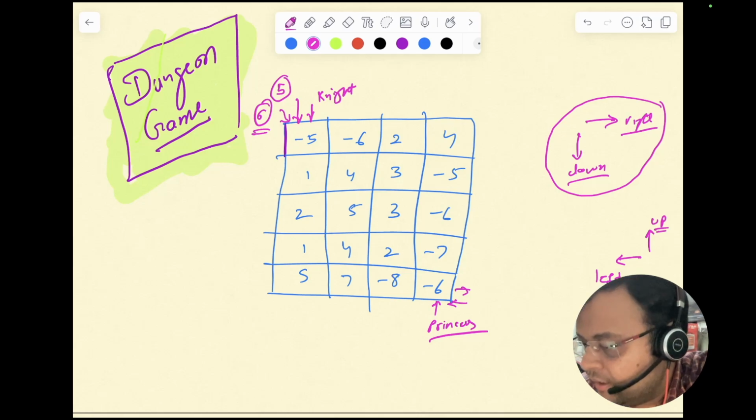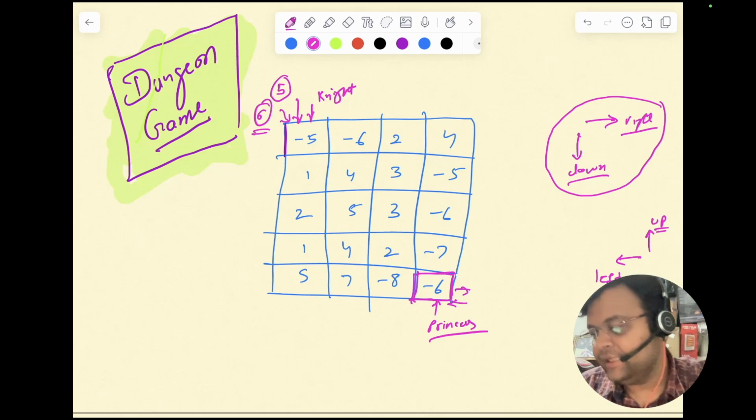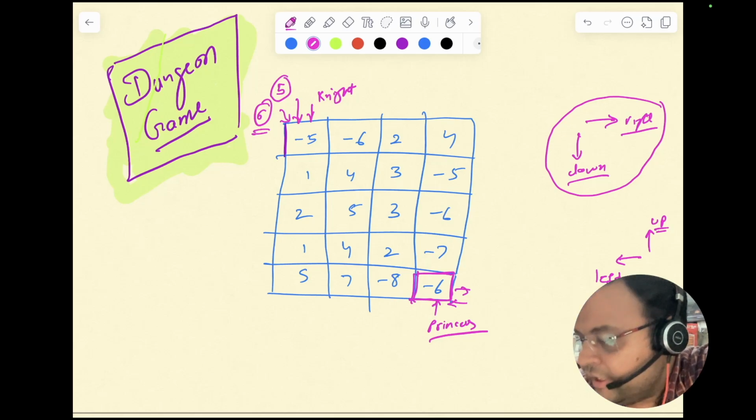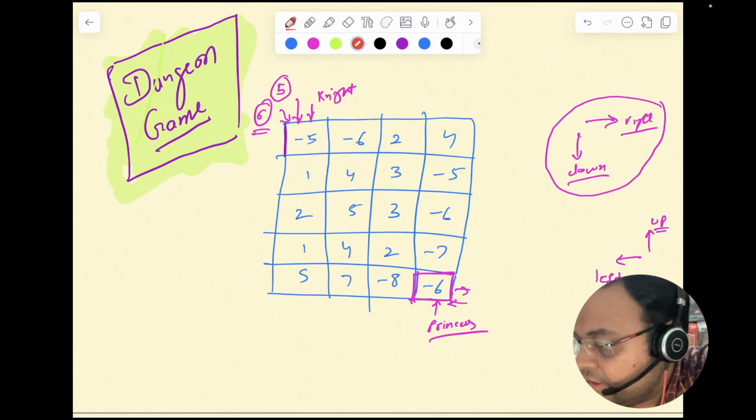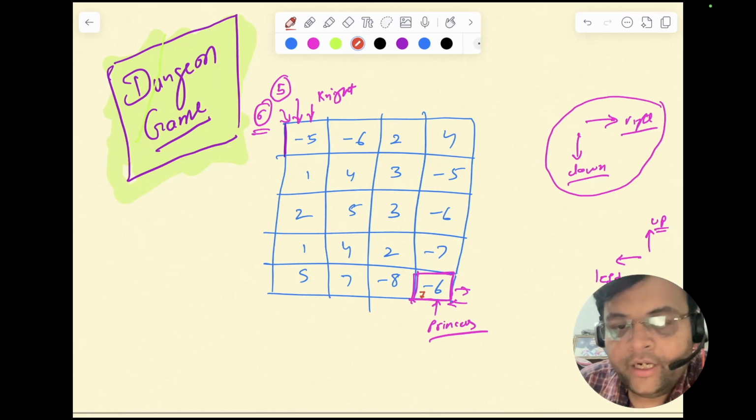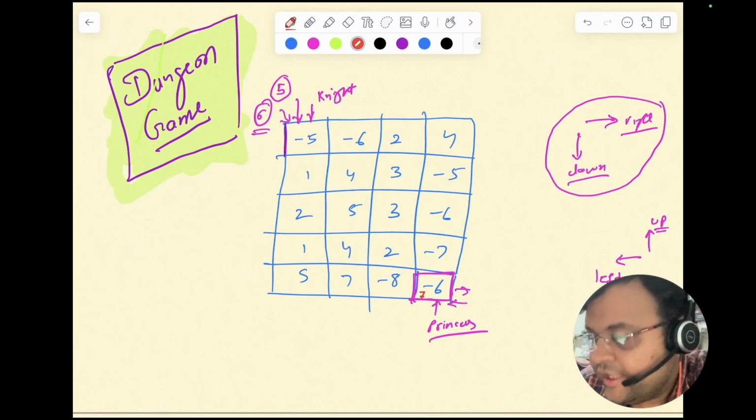For example, we are in this room. How many health points does a knight require here? So he requires 7, let me use the red color. So he requires 7 points, correct? If he had 6 points, he would die.